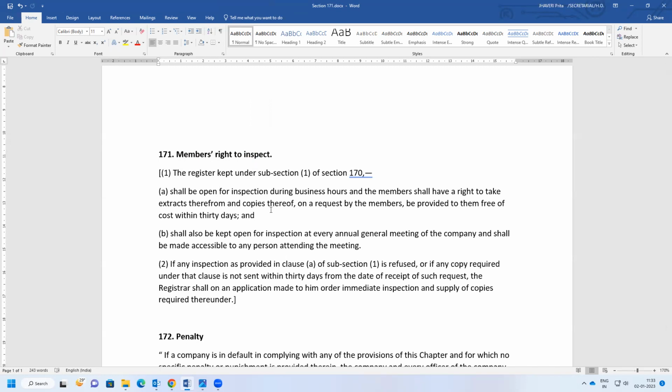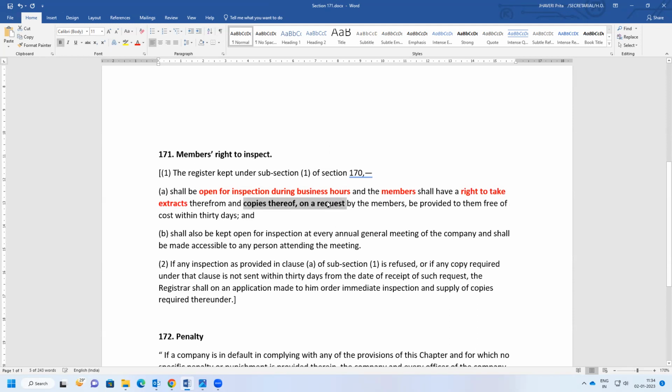आराम से पढ़ो. देखो सुनो. Register kept under so and so shall be open for inspection. तो open for inspection during business hour को बोल्ड करो. फिर members को बोल्ड करो. फिर right to take extract को बोल्ड करो. फिर copies thereof on request be provided.